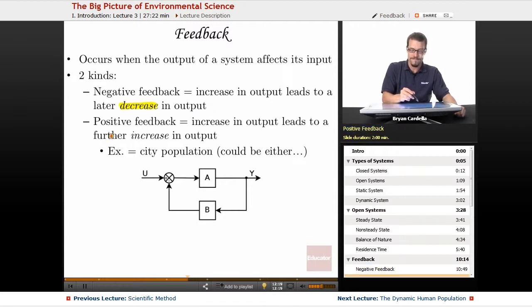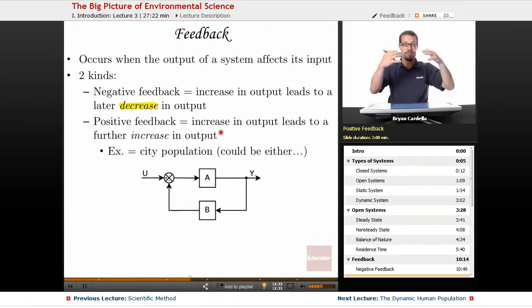Positive feedback is an increase in output leading to a further increase in output. It just keeps encouraging it. You can think of a forest fire as being positive feedback, that when a small part of the forest starts burning, it can make neighboring trees dry out and be more likely to get a little ember lighting them on fire, and it spreads and spreads until there's no more forest. So the worsening of a forest fire, you can think of as positive feedback.